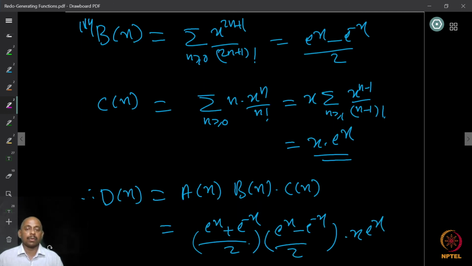Now let us solve for b of x. So b of x is the summation of x raised to 2n plus 1 by 2n plus 1 factorial. And in a similar way, if you do the calculation, you will see that it's actually equal to e raised to x minus e raised to minus x over 2.